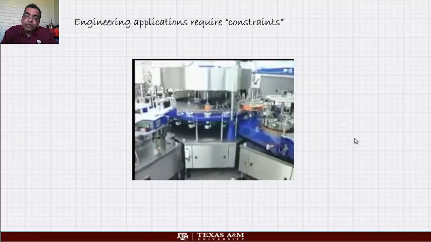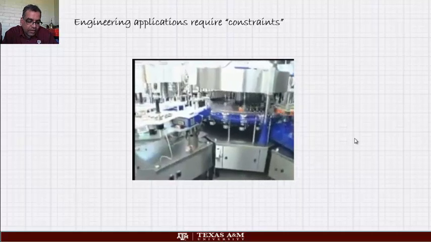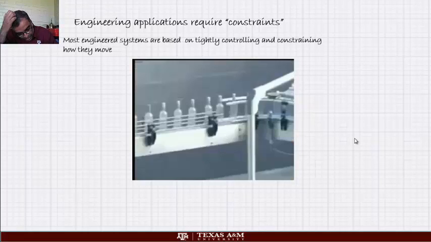Most engineered objects are like this. It's not like this freely floating frisbee. It is completely constrained to move in a very specific way. So we have to be able to figure out what to do with these constraints. Okay, so the way we deal with that is the following.